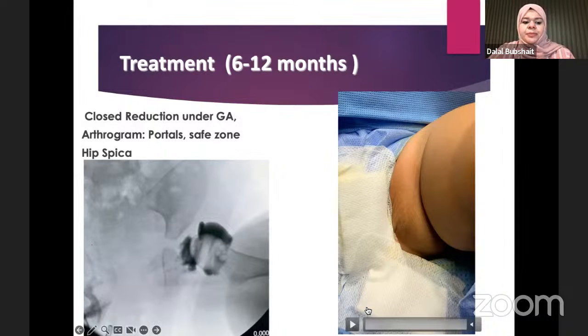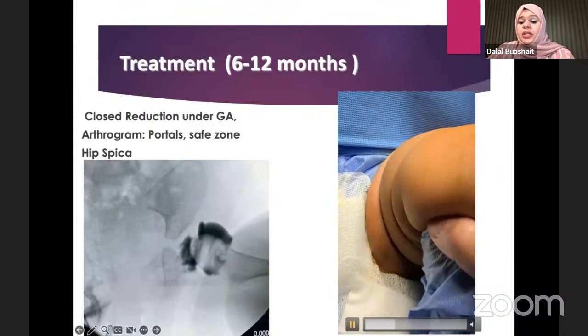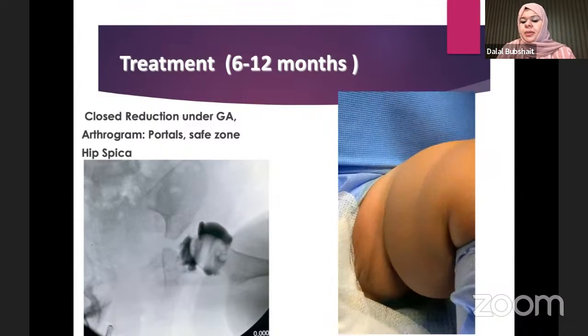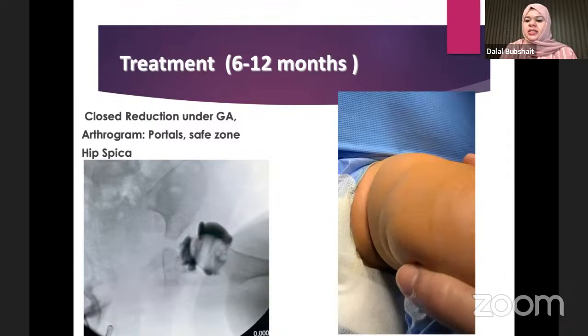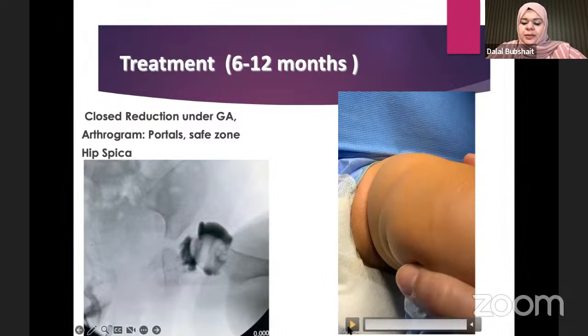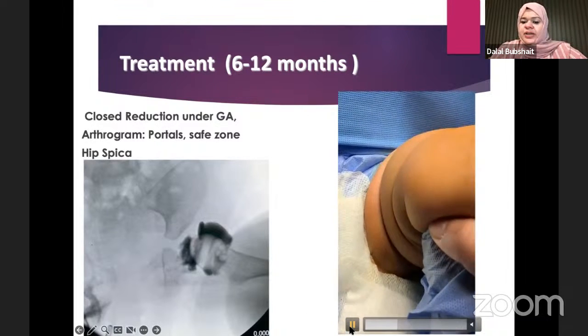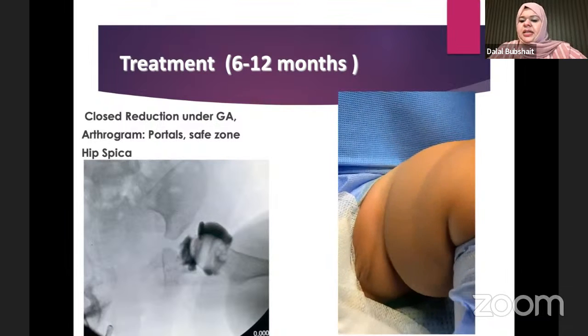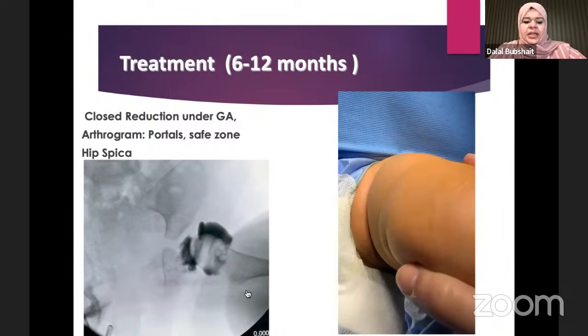So I'm showing you an example of a child with a narrow safe zone. We do maximum abduction after reduction to adduction. If that safe zone is more than 40 degrees, then we can proceed with the closed reduction and hip spica. But if it is narrow, it means that this hip is unstable and it needs either open reduction or to abort that. So if you see this child in the OR, it's a very narrow safe zone. The hip immediately dislocates after 20 degrees of adduction.